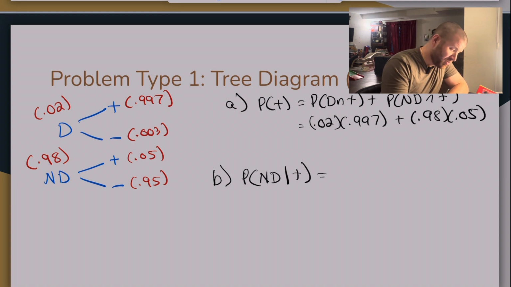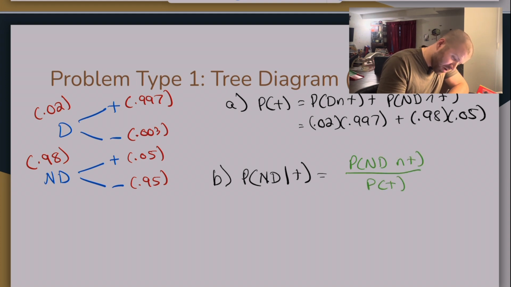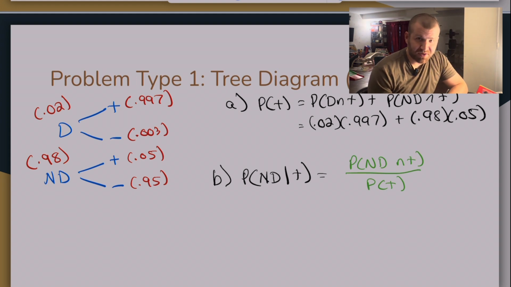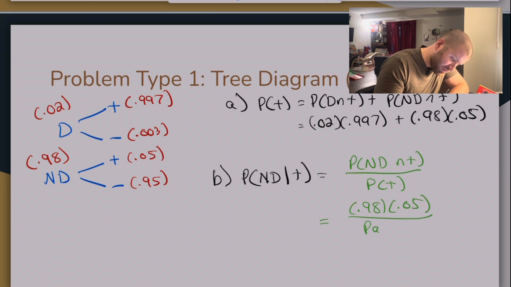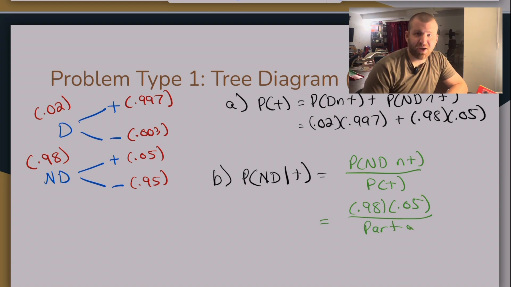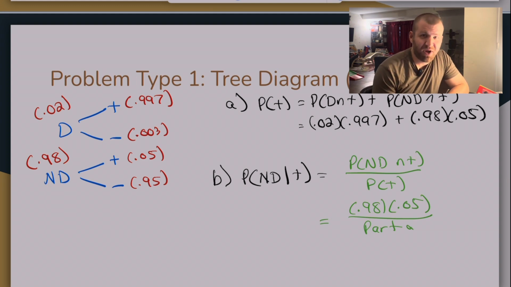So if I use my formula directly, that is the probability of no disease and testing positive over the probability of positive. And so when I plug into my formula here, we know no disease and positive. We just got this from the previous part. And then whatever answer you got from part A, that was the probability of testing positive. So this is one way that you will take the conditional probability formula and use it directly.